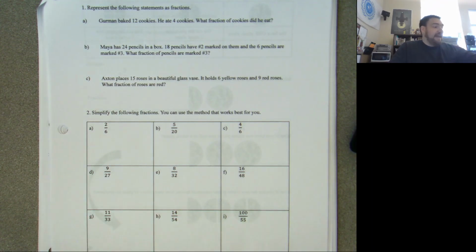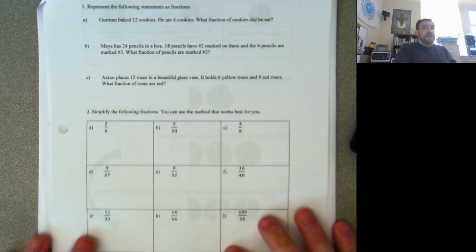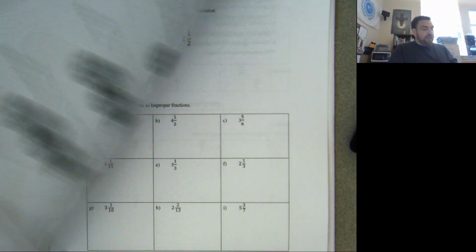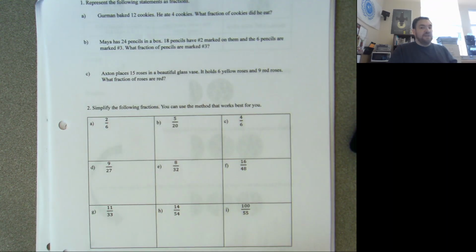I want you guys to try and get this page done. And tomorrow we're going to look at mixed and improper fractions. So, yeah, that's it. That's your homework. Monday, the next day we meet. When the bell goes, you may also go. Have a good weekend.